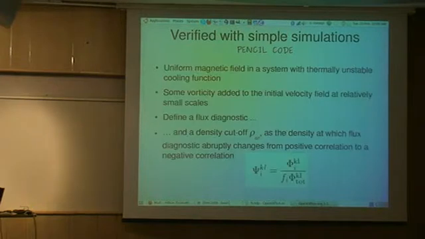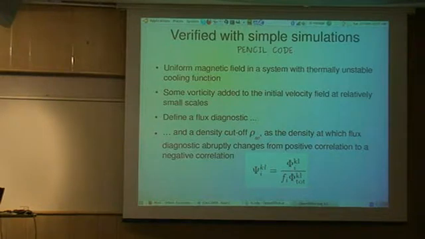Then there's nothing very special about these models. These are very simple ones. So first of all, we added a uniform magnetic field with this cooling function, a thermally unstable cooling function, and added some vorticity initially to the system, which was mimicking the cloud rotation. This was done at relatively small scales and with very small amplitudes.